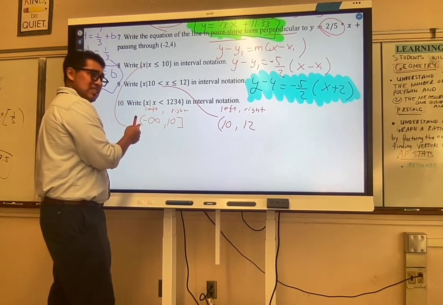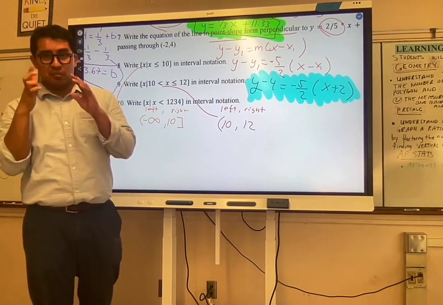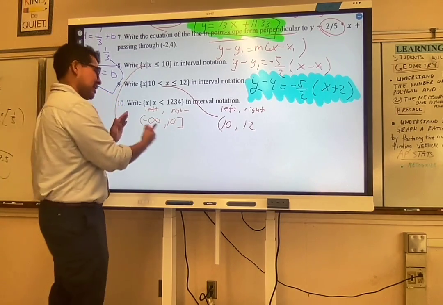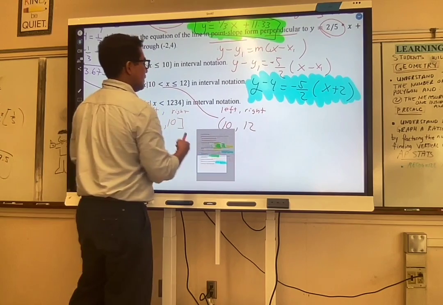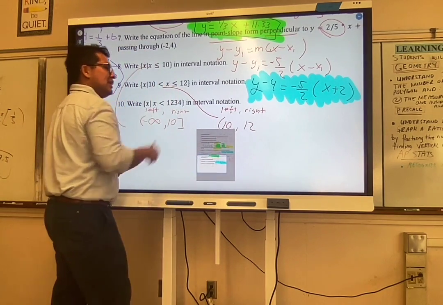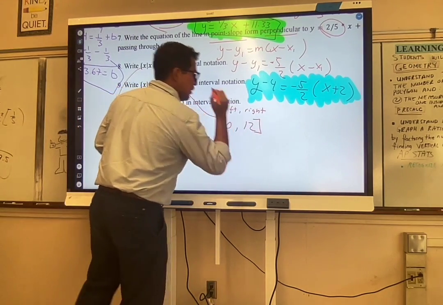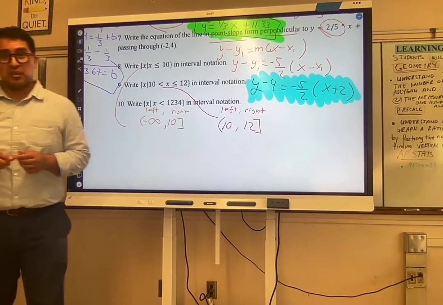That's why I put a parentheses on the -infinity, because you can't actually reach infinity or -infinity. You can get close to it. That's what the parentheses tells me. But for the 12, I can actually reach the 12 and x can actually be equal to 12, so I'll put a bracket there. So that's how I would write that in interval notation.